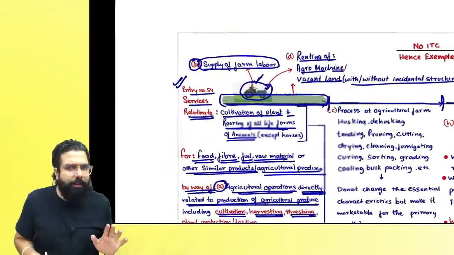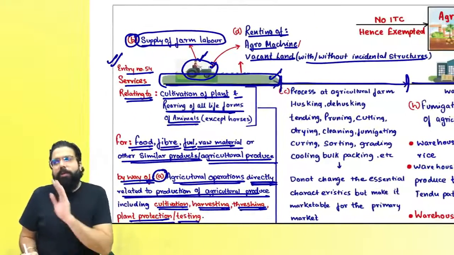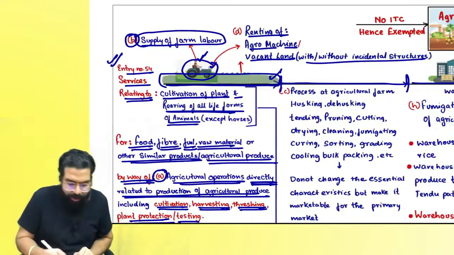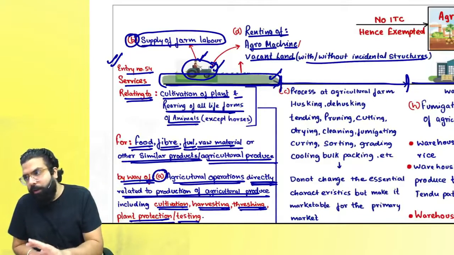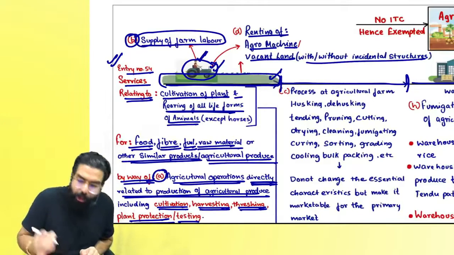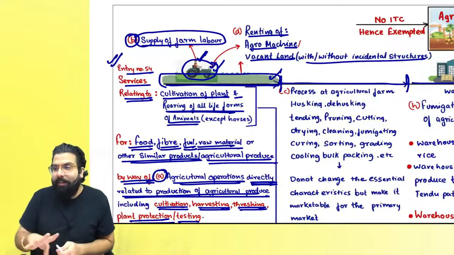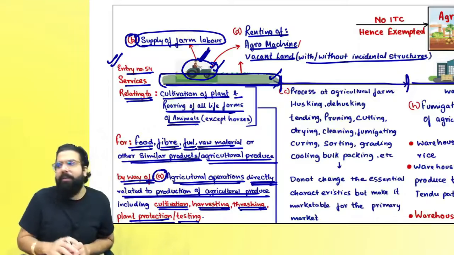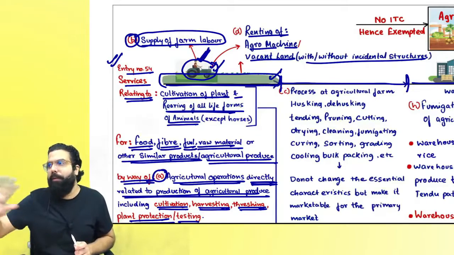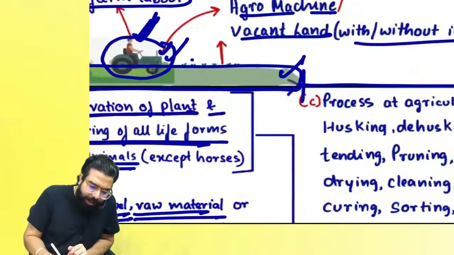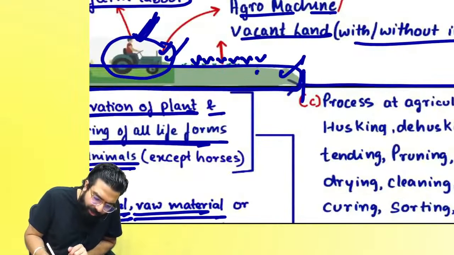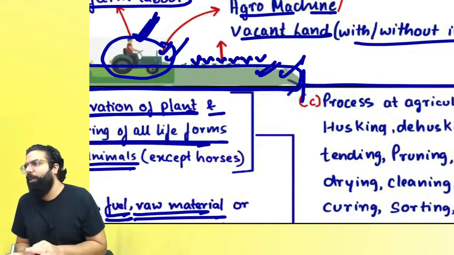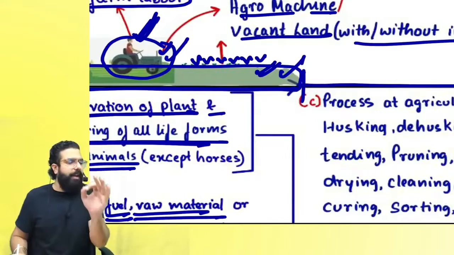First of all, somebody gave you this land with or without incidental structure, no GST. You bought this tractor, pay no GST. Sir, you did not buy, you took it on rent, etc. Then there is no GST. Then you told some laborers I want. Somebody supplied you farm laborer, he will not charge you GST. Then you did cultivation of plant. Now, if anybody gives you cultivation of plant related services, there will be no GST.